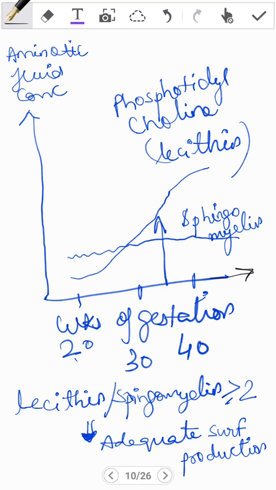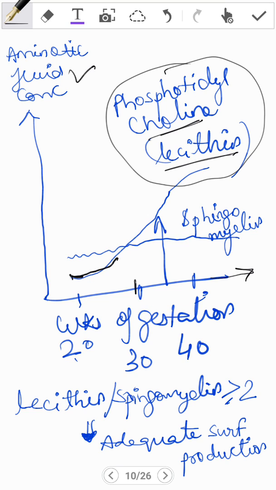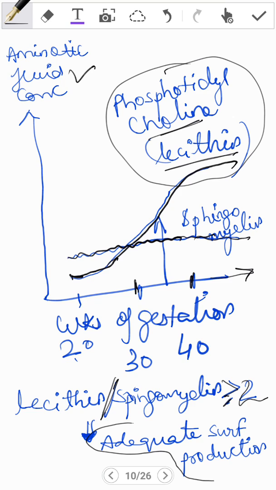So this is a graph which I want to explain to you guys, that at 20 weeks of gestation in the amniotic fluid, the phosphatidylcholine, which is also known as lecithin, starts to be produced, which is the surfactant that we want in our alveoli. And at around 30 to 33 weeks, its concentration starts to peak, whereas the sphingomyelin, which is another component, stays constant at this time. So by doing some research, we have found out that a lecithin to sphingomyelin ratio of more than or equal to 2 indicates that there is adequate surfactant production.